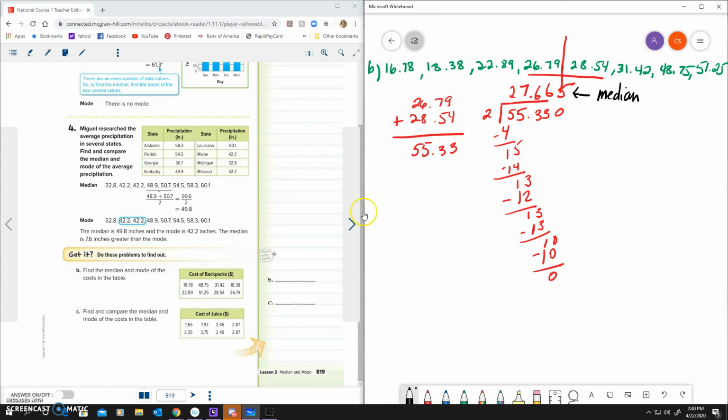Okay, mode. Mode is again that repeated number. If we look at all of these numbers, we have no mode. Nothing's repeated, so we just say there is none.